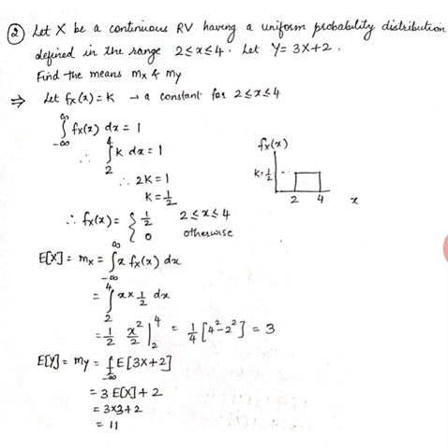Okay, so first it's given that X is a continuous random variable having a uniform probability distribution. As shown on the screen, we can see that fx of x is having some particular uniform probability distribution between 2 to 4. Just that value was not defined. Now let's call that particular value k, and we need to find it out. So let fx of x be k, some constant between the range 2 to 4.